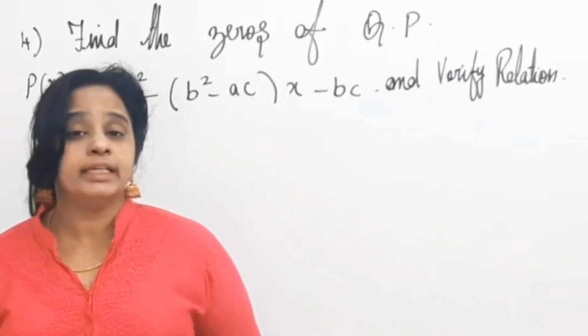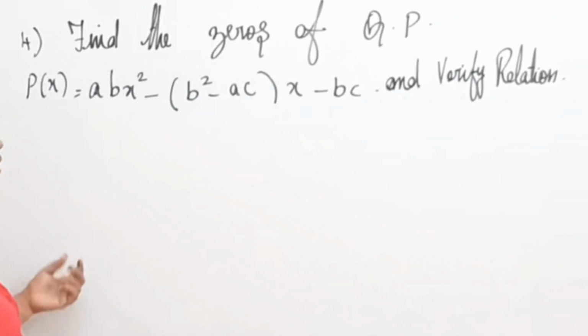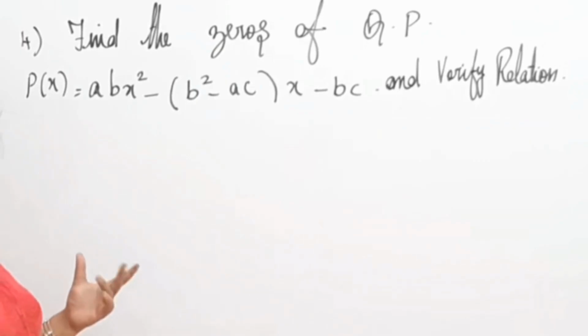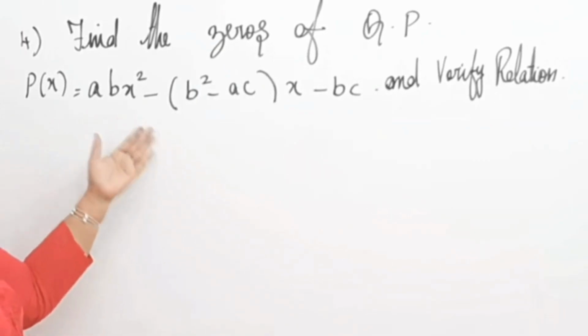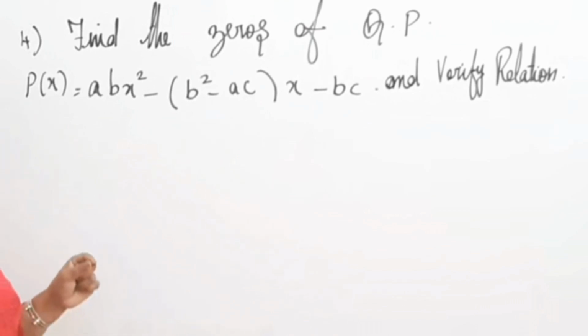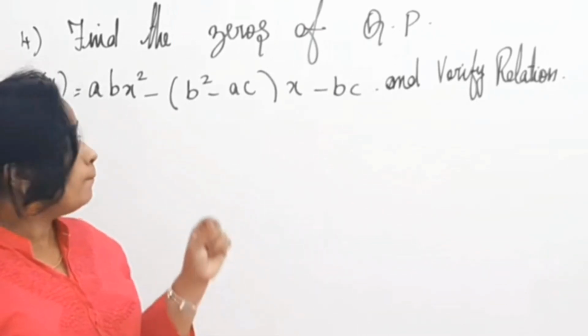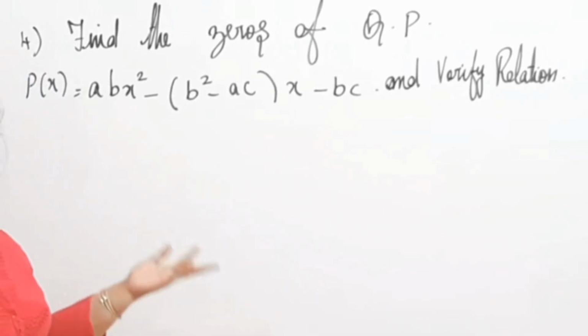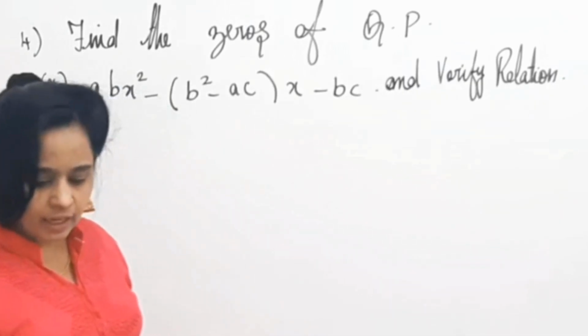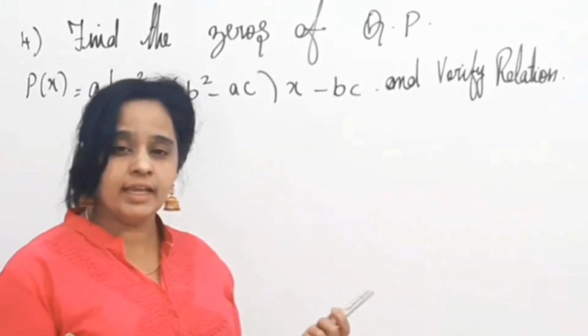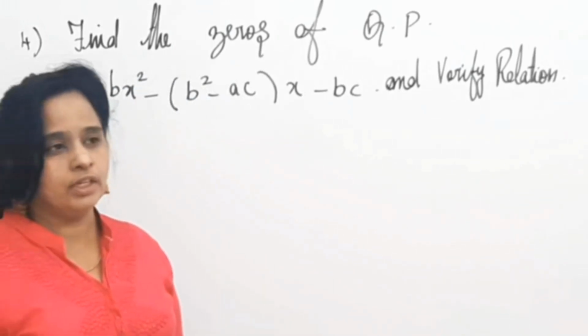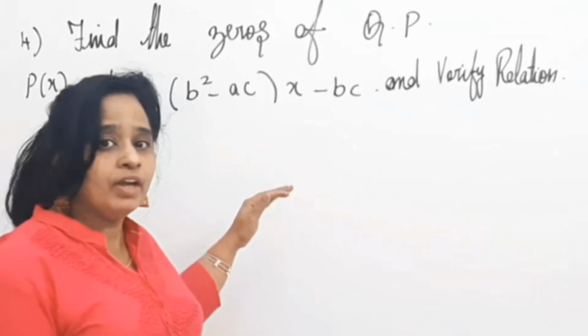Then we move on to the next question, which says like this. Find the zeros of the quadratic polynomial p of x is equal to abx square minus of b square minus ac into x minus bc, and verify its relation. That's the question. So now we move on to finding a, b, c, and of course the zeros.